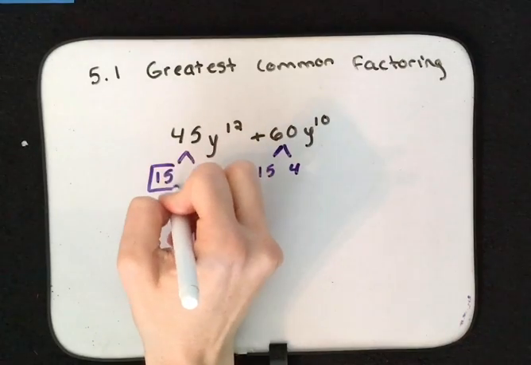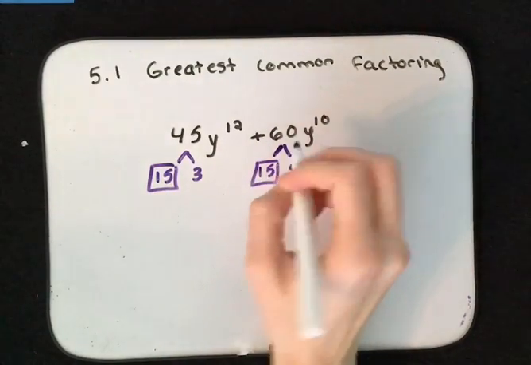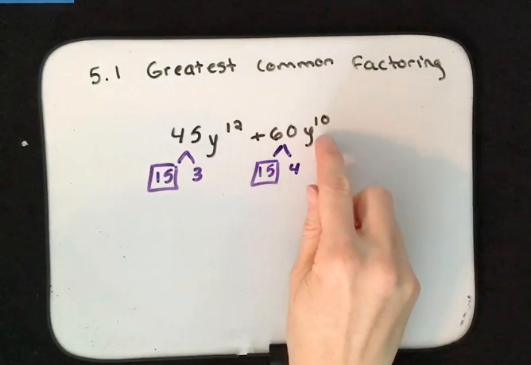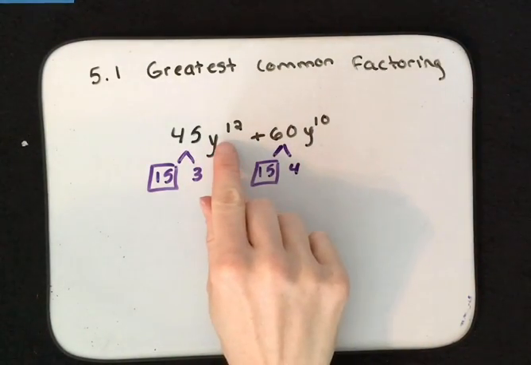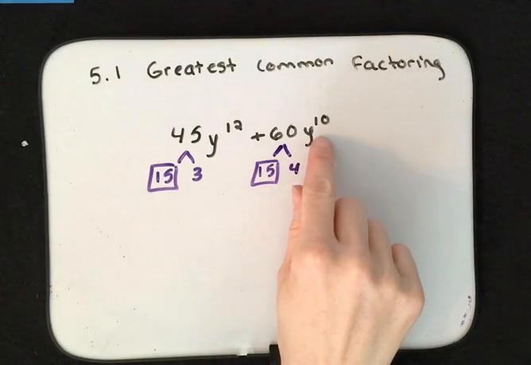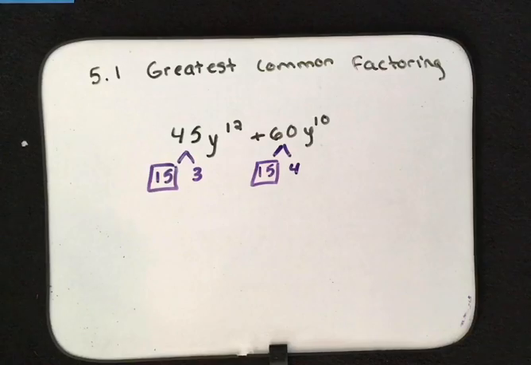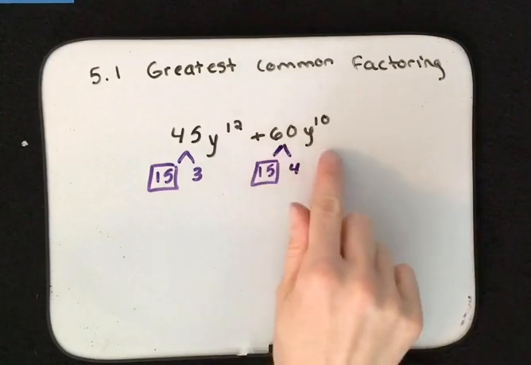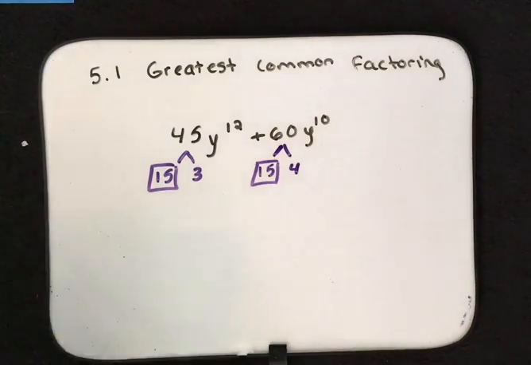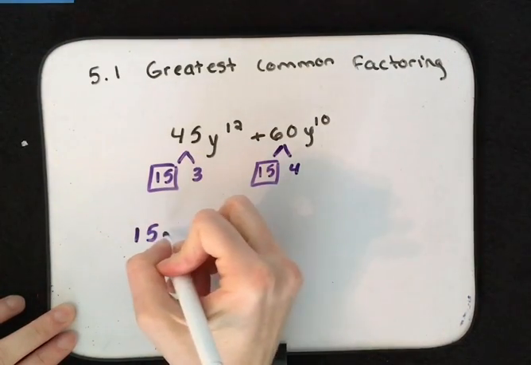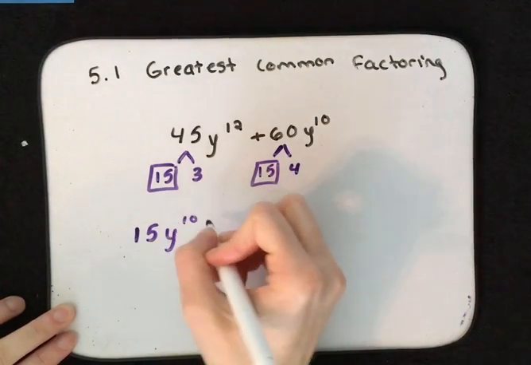Then we can see we have a common factor of 15, but there's more than that in common. Here we have y to the 12th, here we have y to the 10th. So this means y times itself 12 times, and this means y times itself 10 times. So we also have a lot of y's in common. Here there would be 12, here there would be 10, so that means there are 10 in common to both. So what that looks like, if we pull out a 15, and we pull out y to the 10th.